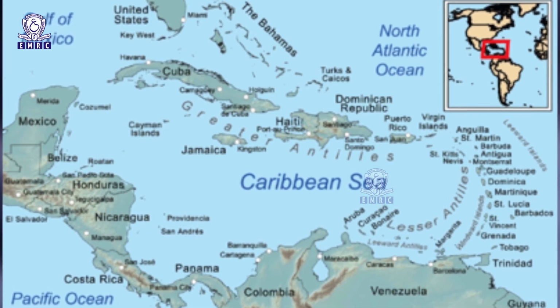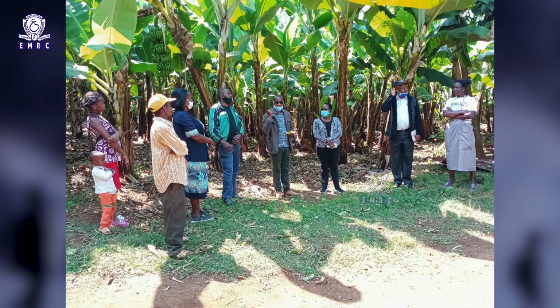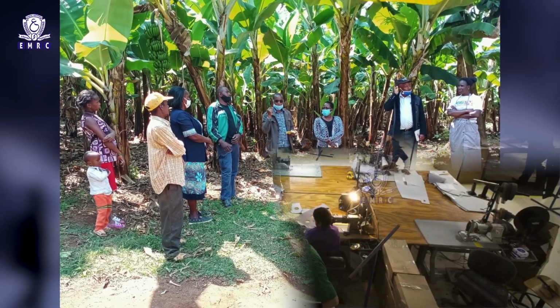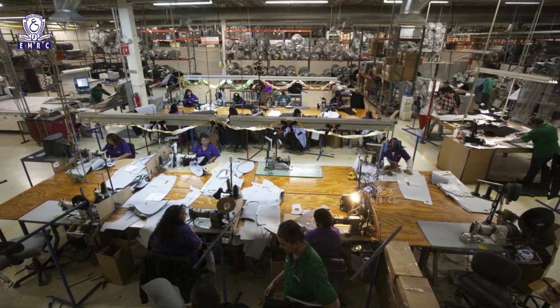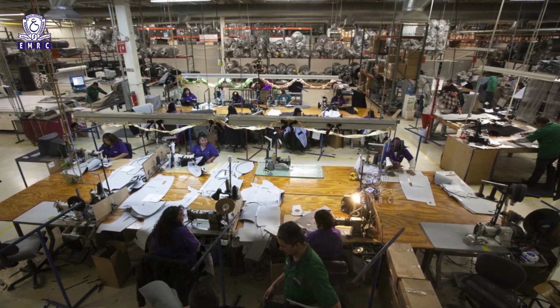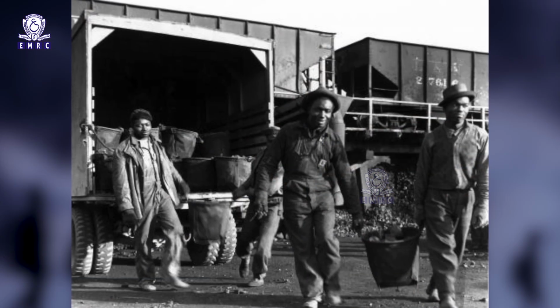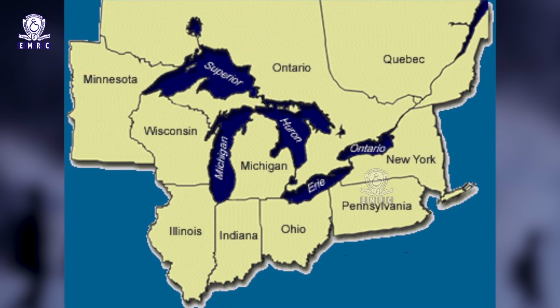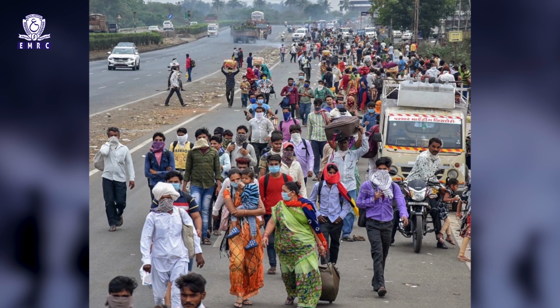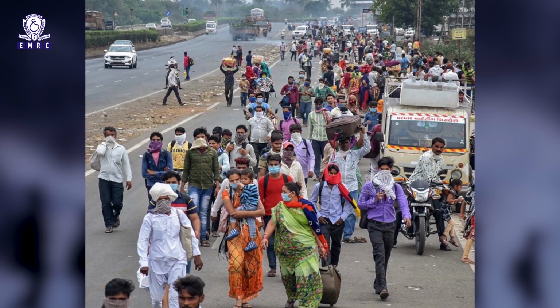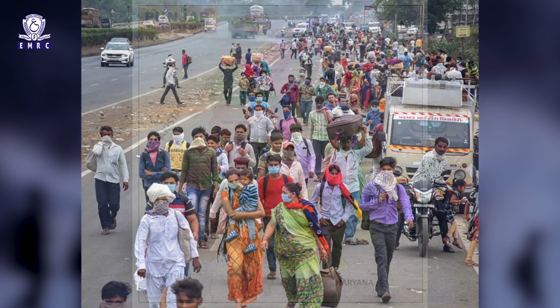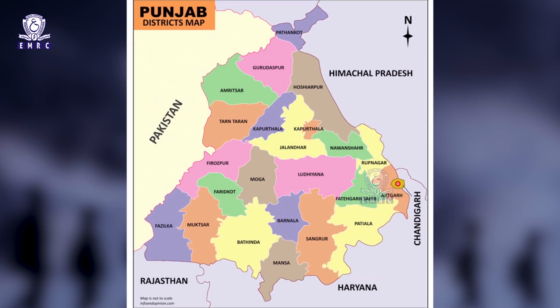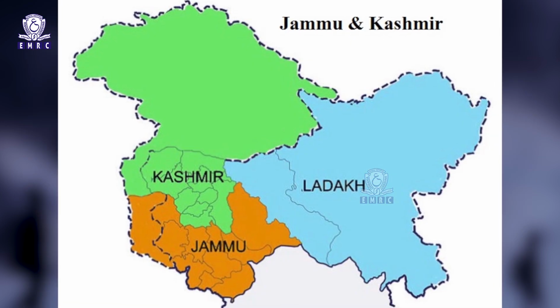In West Indies and Brazil, the seasonal laborers go to the centers of banana production. From Mexico, there is a constant stream of workers to the United States. The Negro workers migrated from the southern states to the industrial centers in the northeast and the Great Lakes regions. Similarly, in India, agricultural laborers from Bihar and eastern Uttar Pradesh seasonally migrate to Punjab, Haryana, Jammu and Kashmir and western Uttar Pradesh. There had been waves of migration in Europe.